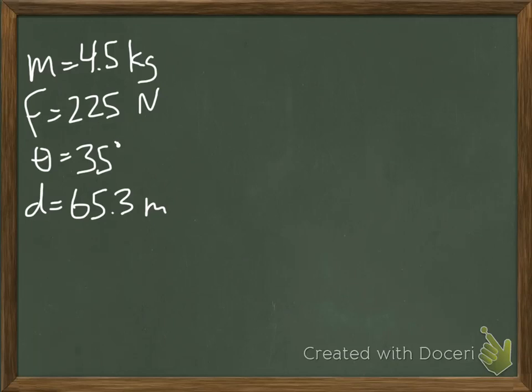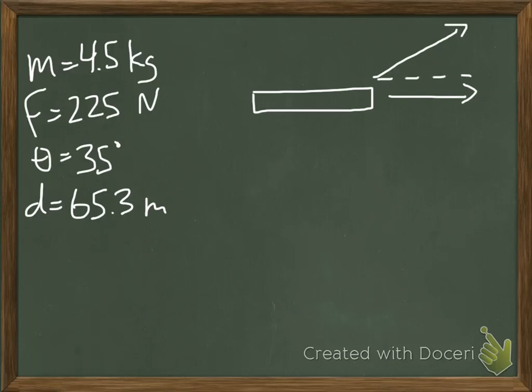So let's get a little bit of a visual going on here. We have a sled. It's being pulled across the snow. So the sled is moving straight across the snow, but the force is being applied at an angle. The force is applied at an angle, and we know that angle. I'm just going to call it theta in the diagram, but we know what it is. It's 35 degrees.